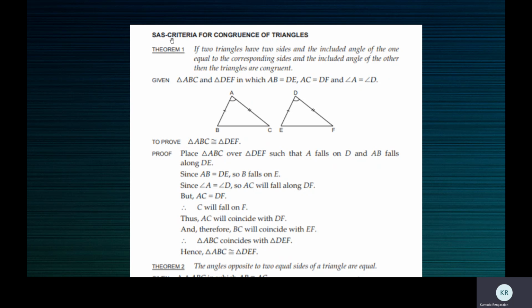Let's see the SAS criterion for congruence of triangles. This is the statement: If two triangles have two sides and the included angle of the one equal to the corresponding sides and the included angle of the other, then the triangles are congruent.